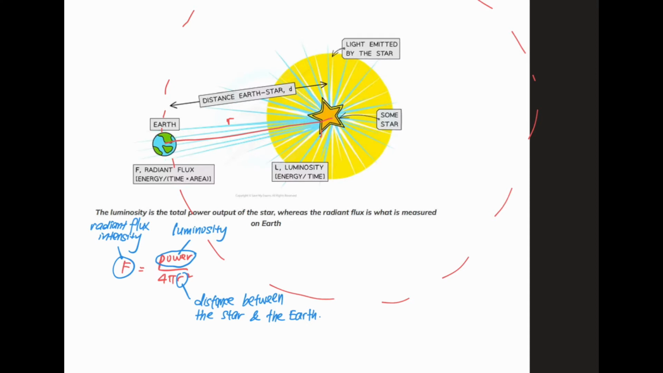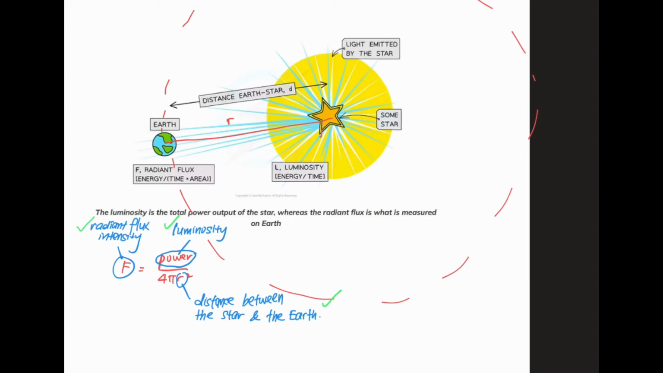So we are able to find out the radiant flux intensity because we are on the Earth. And then there is a way to find out the luminosity. We'll discuss this later. At the end, we can find out the distance between the star and the Earth. So we can do calculations to find this out. Of course, how to do it? We look at the next page, where we have more information on how to find out all this.